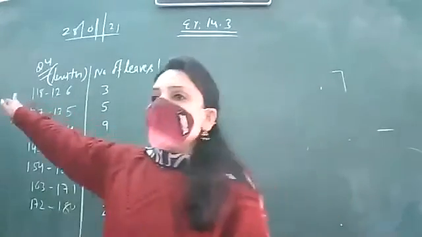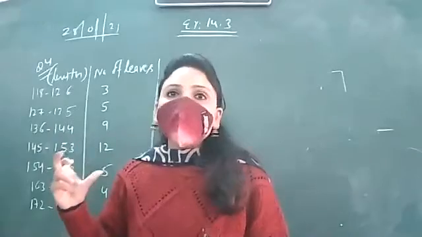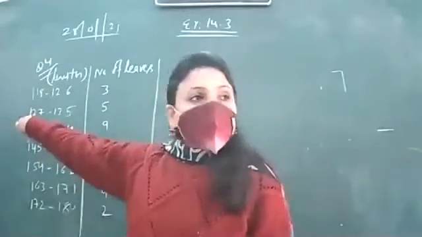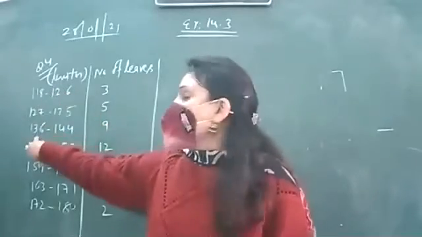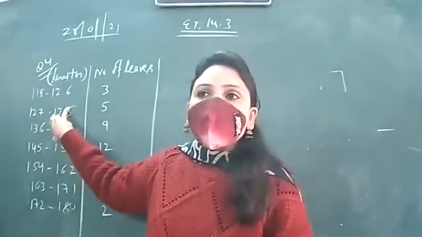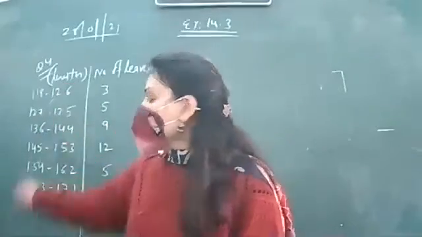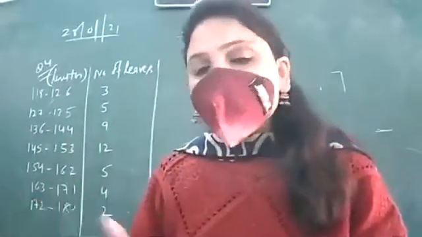Subtracting 0.5 from the lower limit and adding 0.5 to the upper limit. That is a scale factor. How do we develop that scale factor? 127 minus 126, 1 divided by 2, 0.5. 136 minus 135, 1 divided by 2, 0.5. So in this form, if we take two limits and divide their difference by 2, we are getting the scale factor.